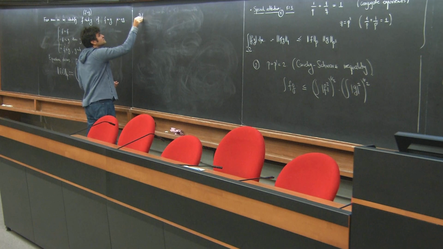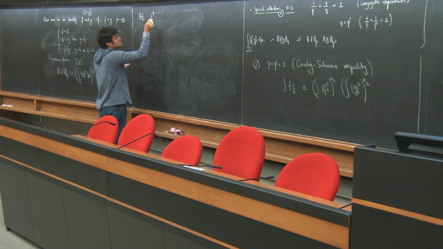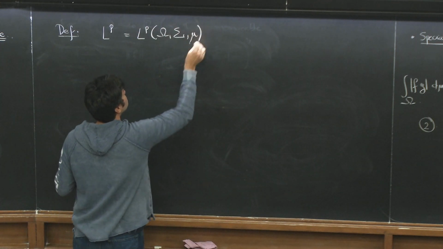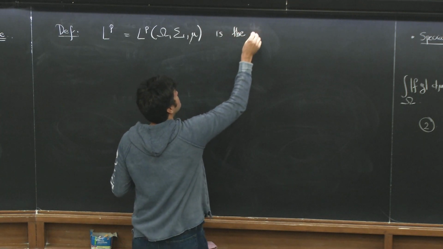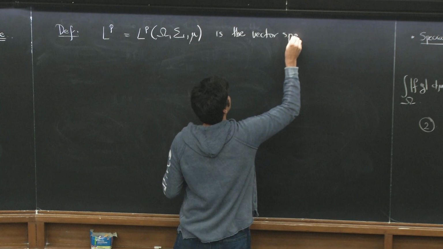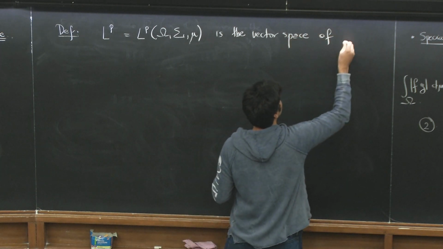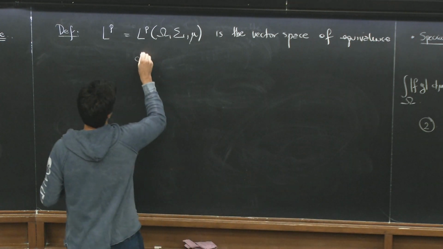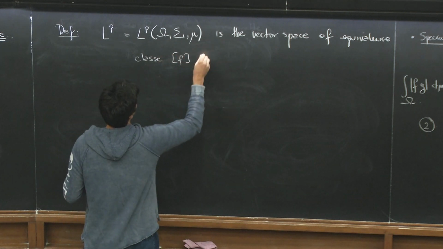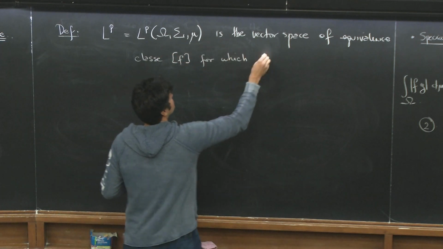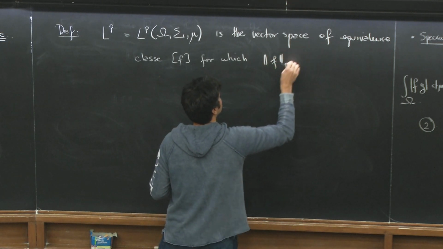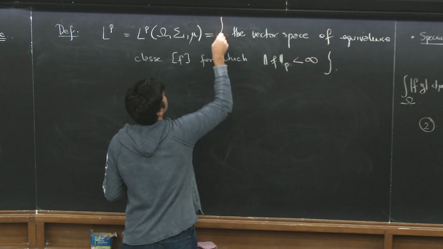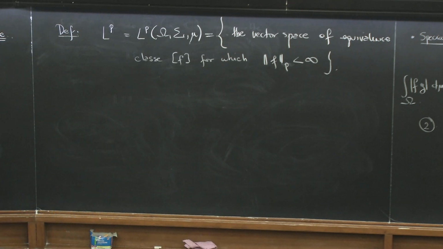So this is the definition. The space L^p, which we may simply denote L^p, or we may denote L^p of (Ω, Σ, μ), is the vector space of equivalence classes of functions f for which the L^p norm of f is finite. Okay, so this is the vector space of equivalence classes for which the L^p norm is finite.